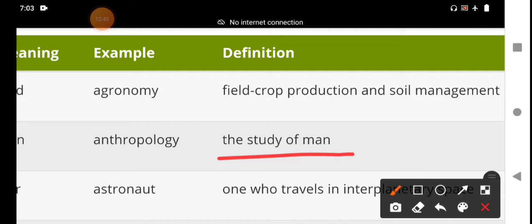That means the study of man, the study of human, the study of human being. Man means human being. The study of human being is biological and physiological characteristics and their evolution. That is a full definition of anthropology. Anthropology means the study of human being or human biological and physiological characteristics and their evolution. That is the definition of anthropology, which is one of the most important subjects related to human beings.